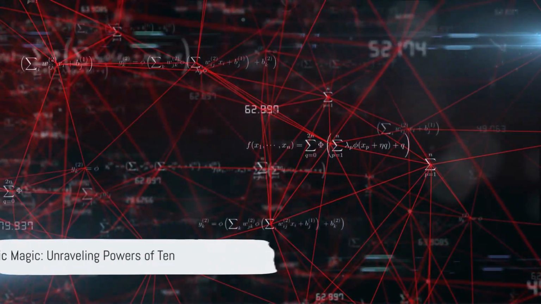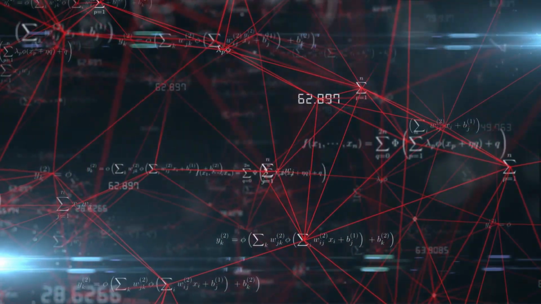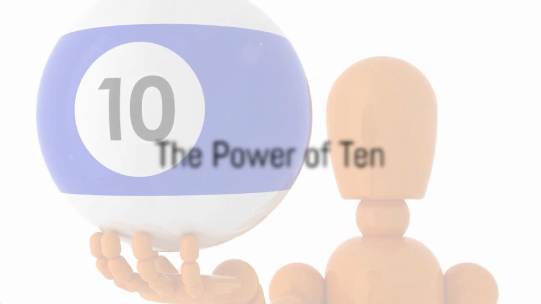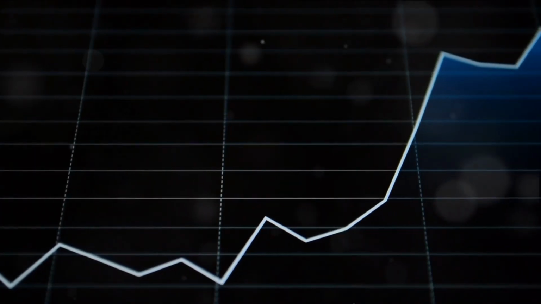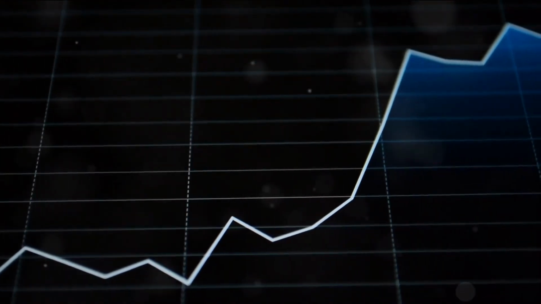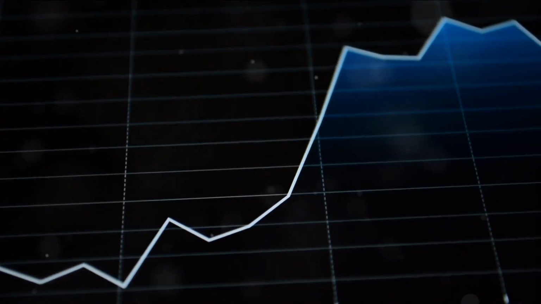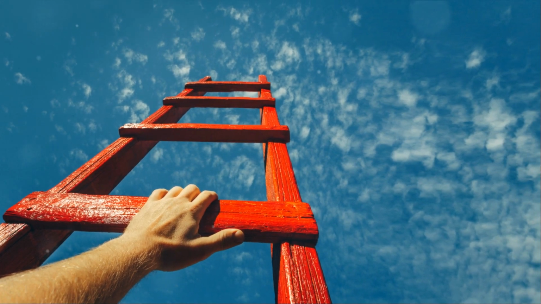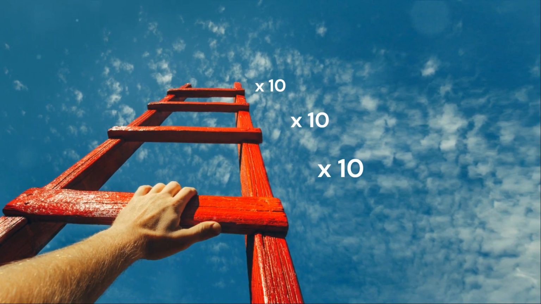As you can see, the logarithmic base 10 scale transforms complex data into a format that is much easier to understand and interpret. But how does this scale interpret data in terms of powers of 10? Well, let's dive right into it. When we talk about a base 10 logarithmic scale, we're essentially saying that each step up or down the scale is a multiplication or division by 10. It's like climbing or descending a ladder where each rung is 10 times higher or lower than the one before.